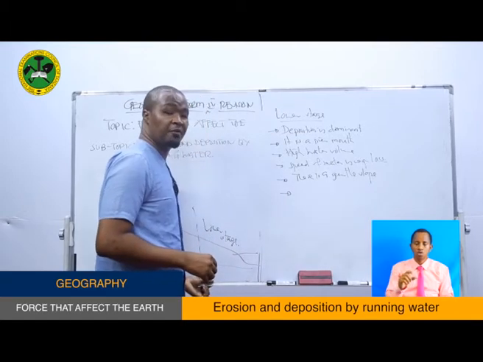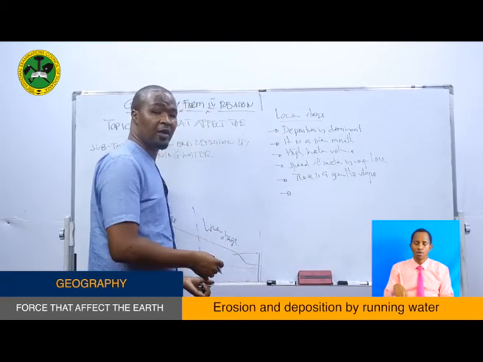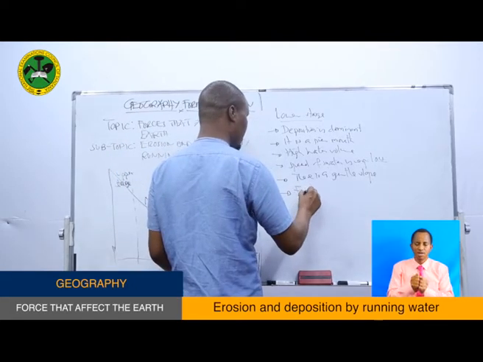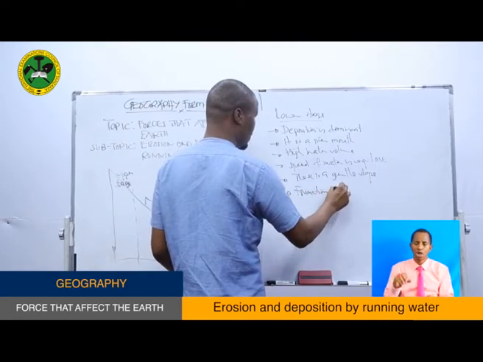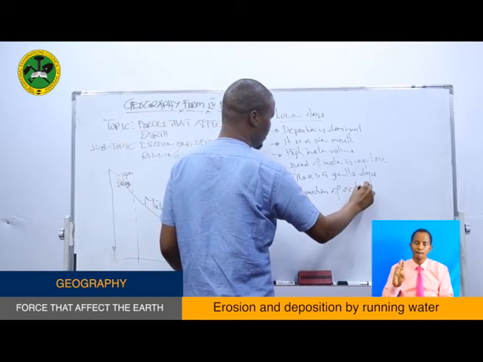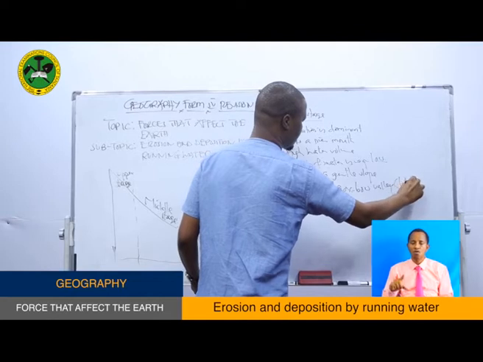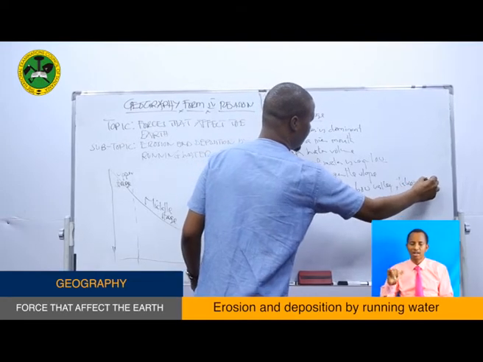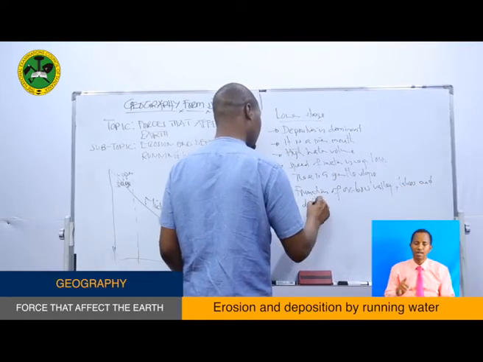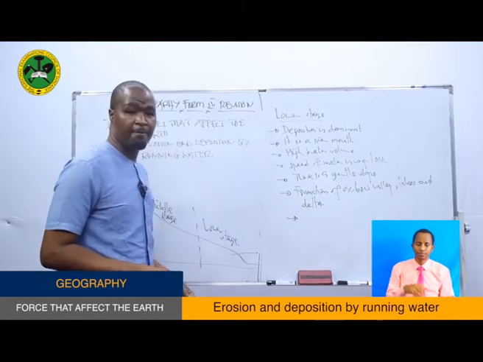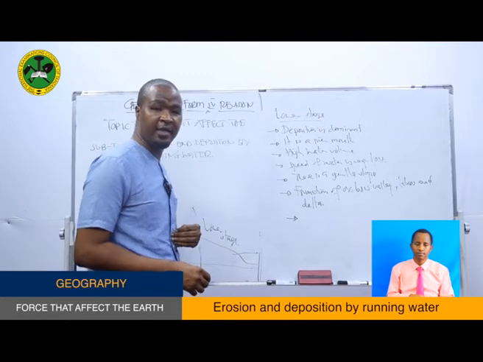There is accumulation of different materials to form what we call oxbow lakes as well as the delta. It means formation of oxbow lakes and delta. We also have the meandering of the river valley.